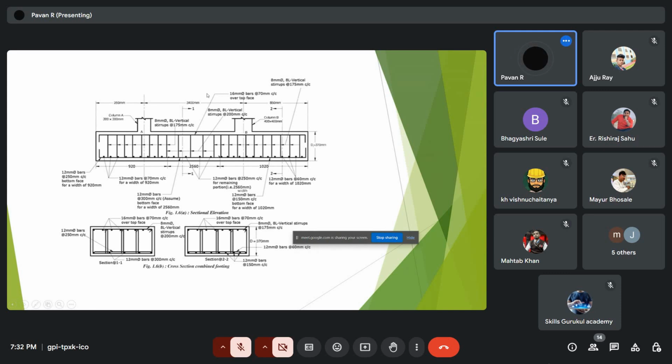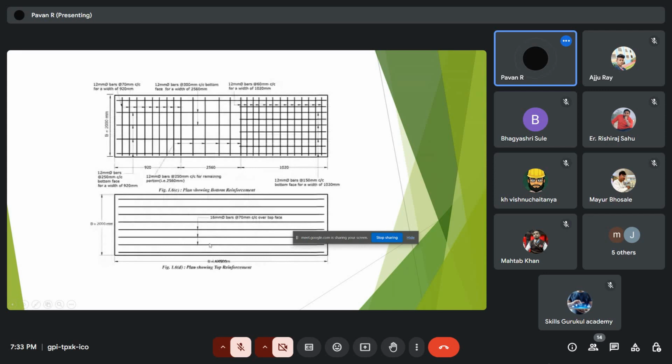And at the top, we should provide 16 mm bars at 70 mm center to center over the top face. And this is the cross section. We can see the 8-legged 8 mm stirrups, and we can see the bottom bars. This is the longitudinal bars, and this is the transverse reinforcement. This is the longitudinal reinforcement.